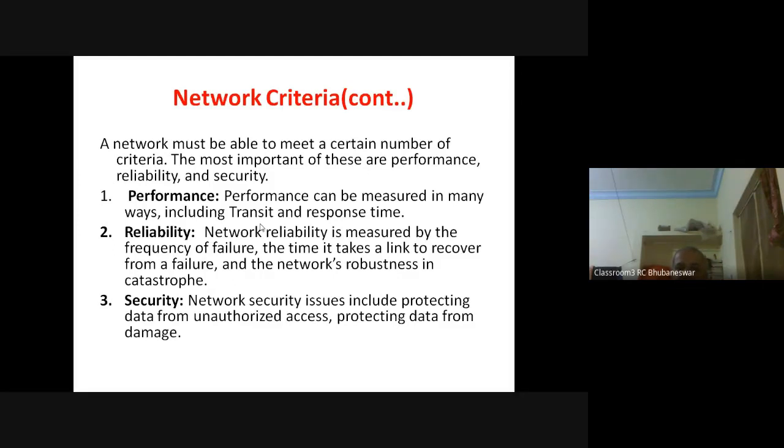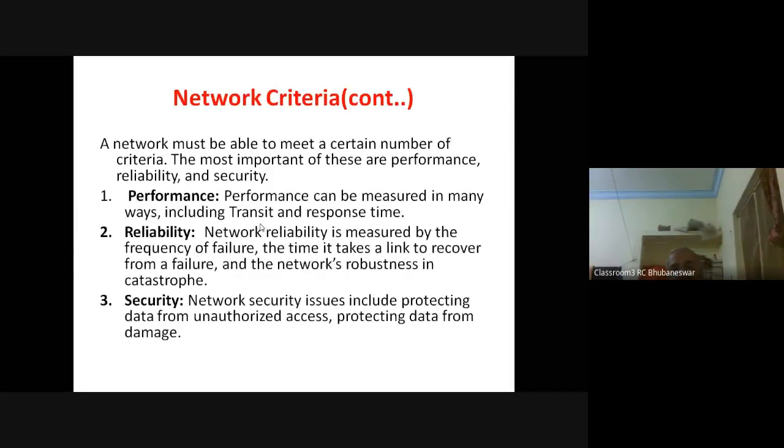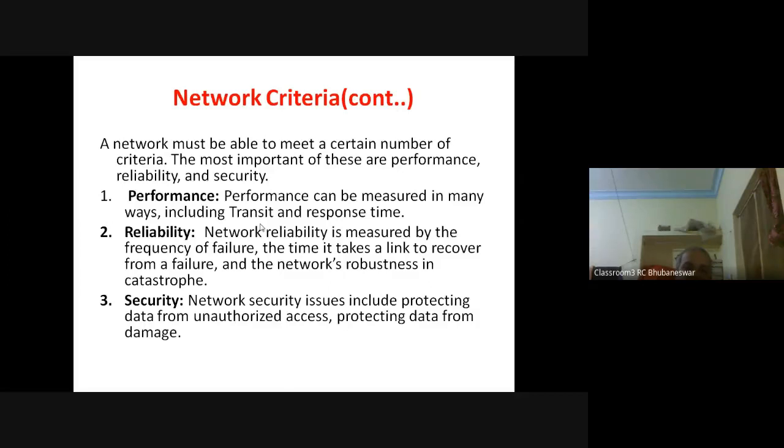Security is another major issue. It includes protecting data from unauthorized access and protecting data from damage. These three are the main criteria of a computer network: performance, reliability, and security.